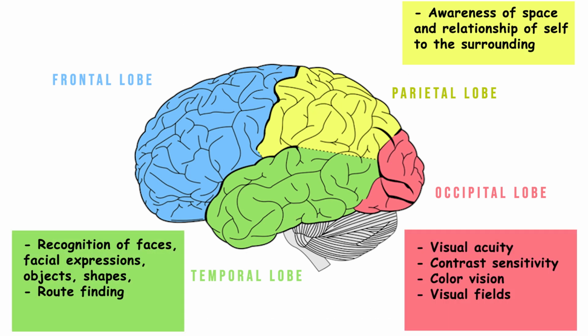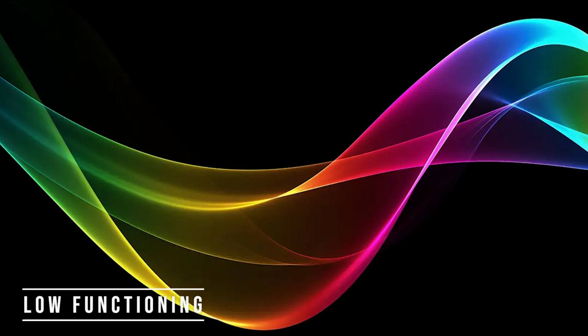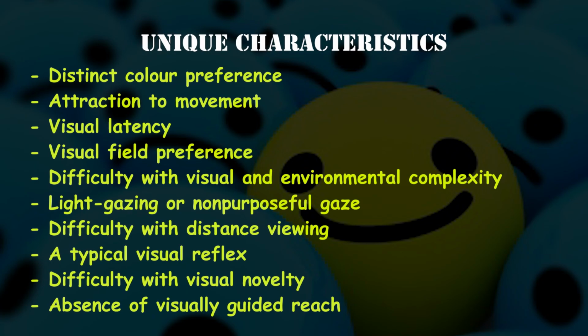Visual function is served by the various lobes of the brain as shown here. Under this umbrella of CVI, a child could have various visual dysfunctions as shown here. The spectrum of visual difficulties can range from a profound visual impairment to normal or near normal visual acuity. A child with CVI may have unique characteristics as shown here.